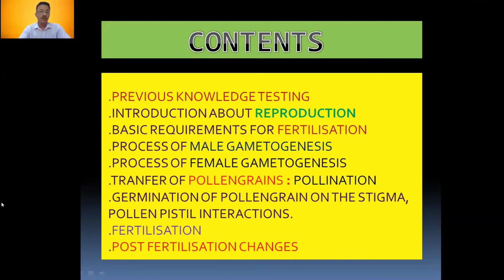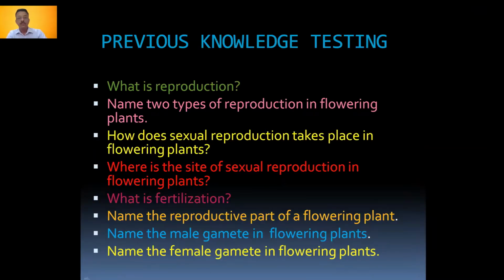What are the requirements for fertilization? Process of male gametogenesis, process of female gametogenesis, then transfer of pollen grains, that is pollination, then germination of that pollen grain on the stigma, and then fertilization and post-fertilization changes. Name two types of reproduction in flowering plants: asexual reproduction, that is vegetative reproduction, and sexual reproduction.